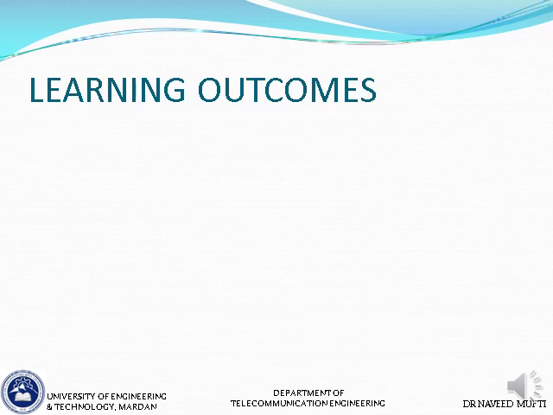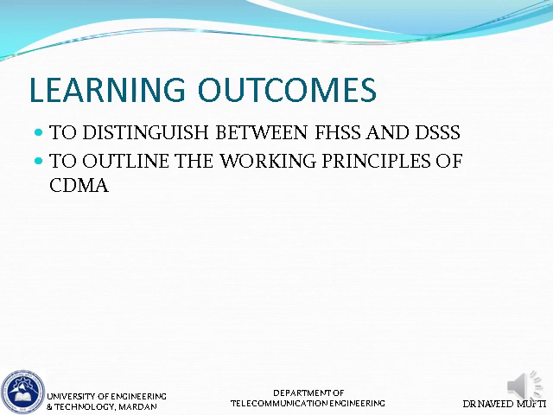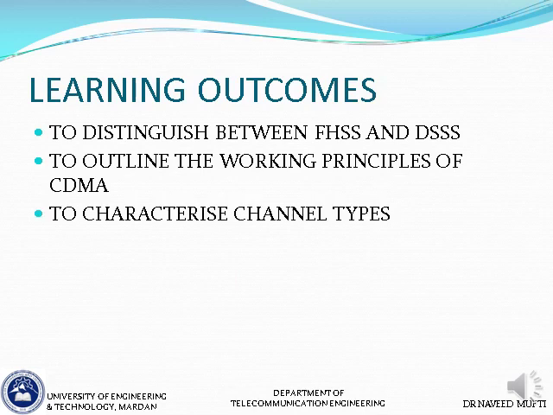So the learning outcomes for this part of the course are that you should be able to distinguish between frequency hopping spread spectrum and direct sequence spread spectrum. You should be able to outline the working principles of CDMA. Thereafter you should be able to characterize the channel types and their classifications.